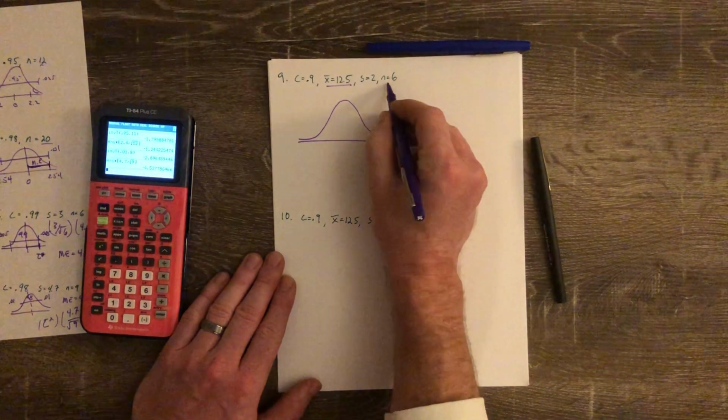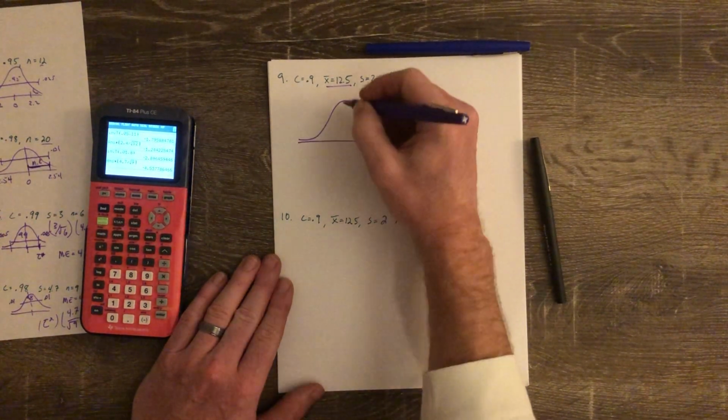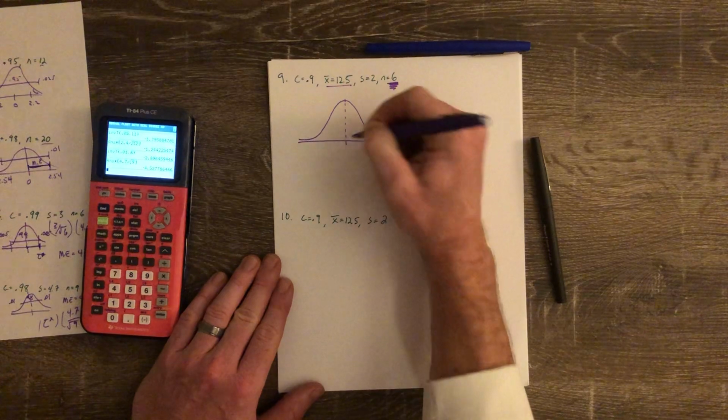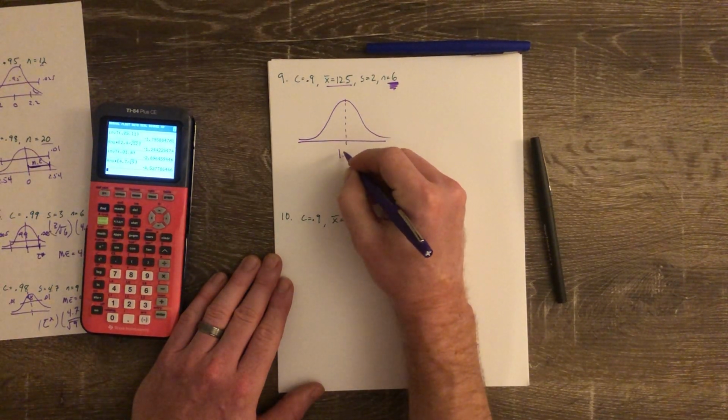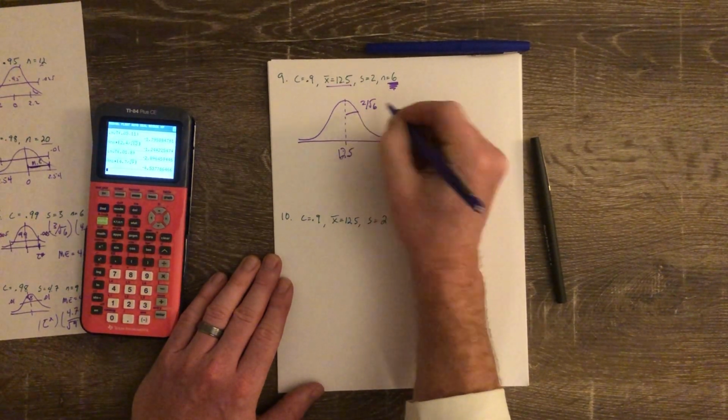So I know to use a t-score because I have n less than 30. So I know this is going to have to be a t, right? So I got 12.5 in the middle. I know my standard deviation is going to be 2 divided by the square root of 6.